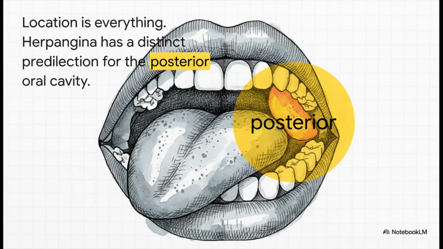Okay, everybody, listen up. If you take away only one thing from this whole explainer, let it be this. Location. Location. Location. So many other viral things can happen in the mouth, but Herpangina loves to hang out in the back of the oral cavity.